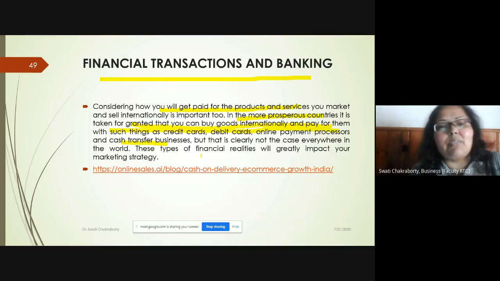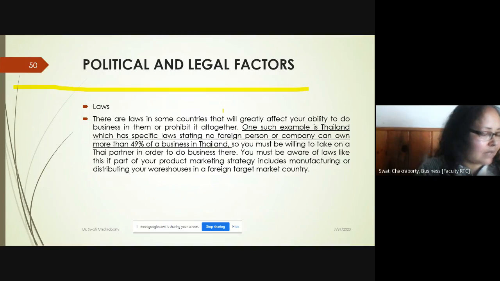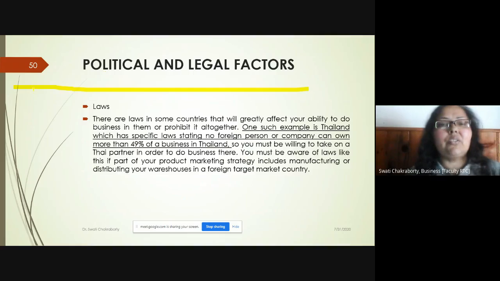Is it really possible? Next comes up are the legal and political factors that we are talking about, right? So laws, the first thing, the laws of the nations that really affect our ability to do business.